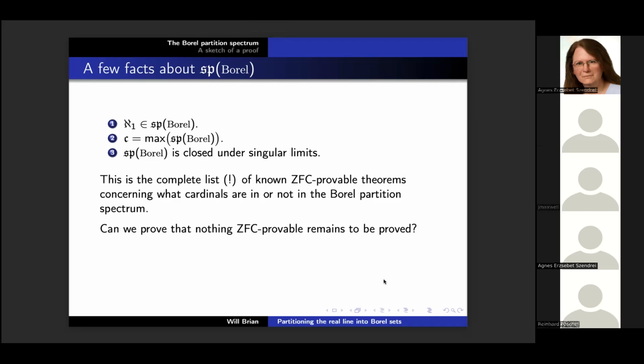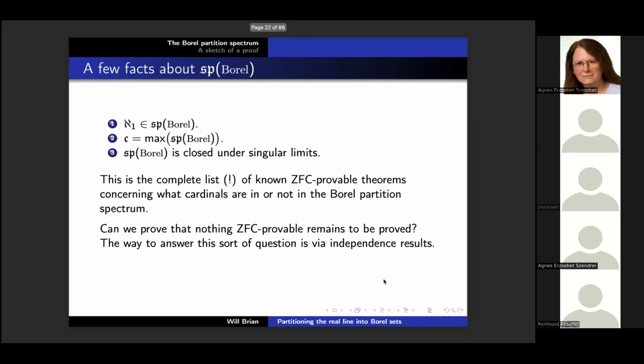Can we prove that there's nothing left to prove? This is the next question we want to ask. So we have this list of theorems. I've sketched one of them for you. One of them is obvious, and the first one, well, I wasn't planning on getting into that. So what I want to talk about is whether there's anything left to be proved.